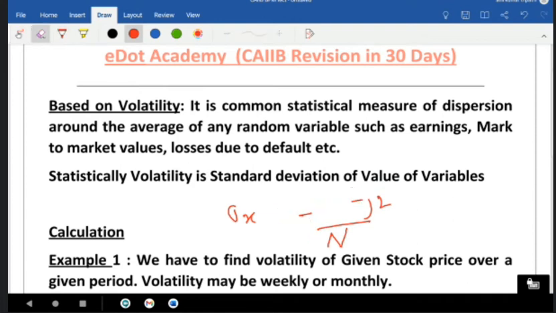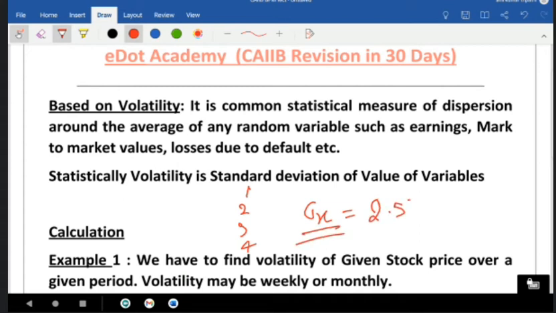Volatility is a common statistical measure of dispersion around the average of random variables such as earnings, mark to market value, and loss due to default. Statistically, volatility is the standard deviation of the value of variables. So if you calculate the standard deviation, what is the variation? Let me show you with an example how to calculate volatility. I am taking values 1, 2, 3, 4, and somehow you get a standard deviation. I am taking a hypothetical value, not thinking about the correct value, so say I get a standard deviation of 2.5.